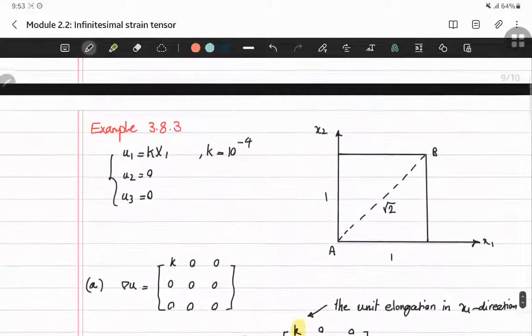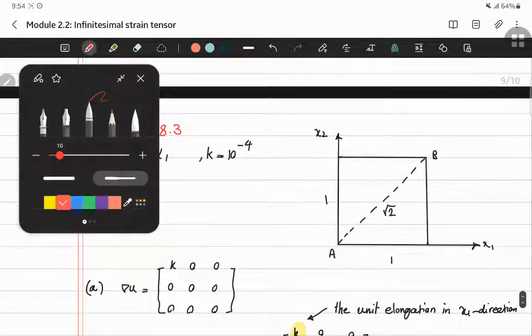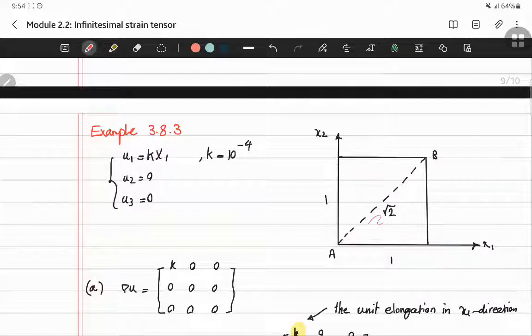So that's why, if I write this, I can see that it elongates in x1 by the value of k, and with no change in height for this B prime, for example. And I can say that this is the deformed configuration, right?